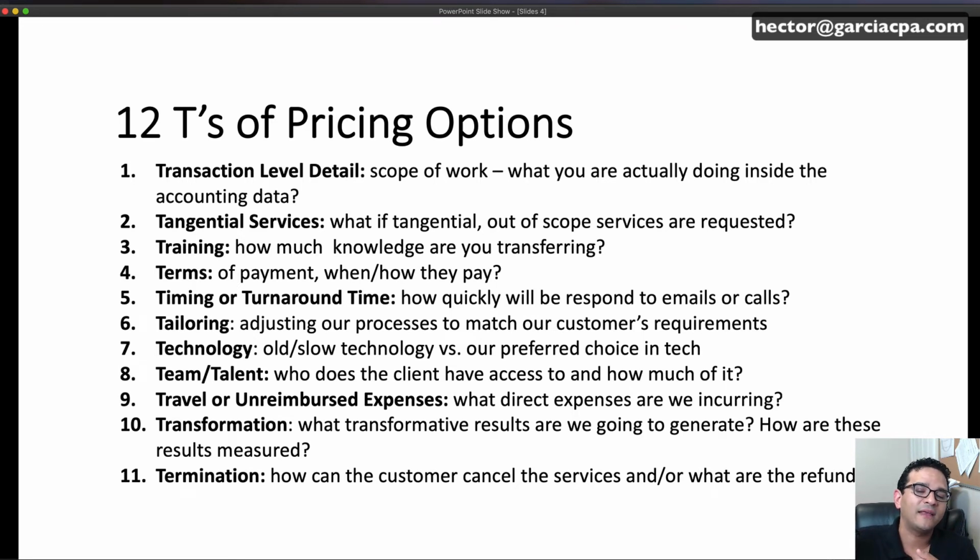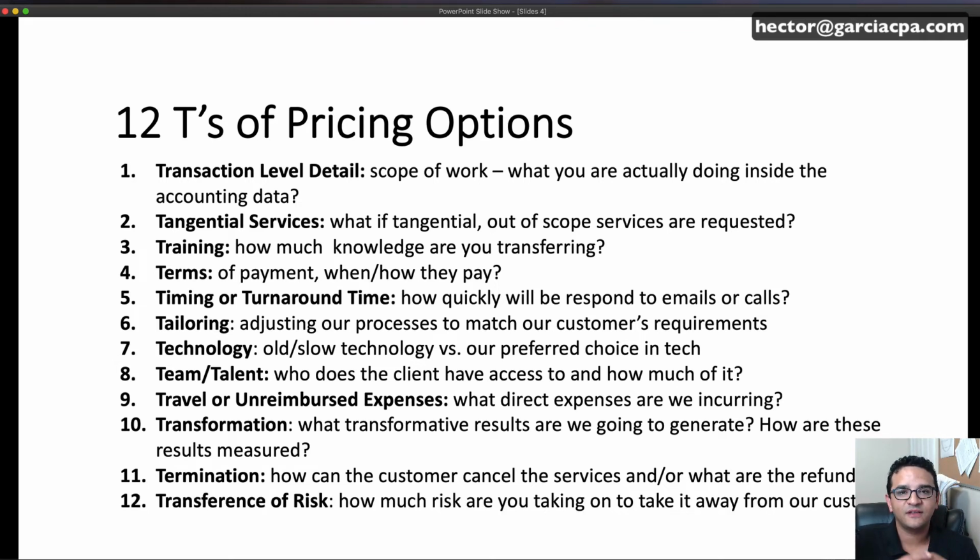Termination is how quickly or how easily can the client cancel the services? Do we refund their services? Do we guarantee the results and therefore the customer has the right to get their money back? How much of the money can they get back? What are those terms of cancellation? And lastly, transference of risk. Are we taking on clients' risk on their behalf?